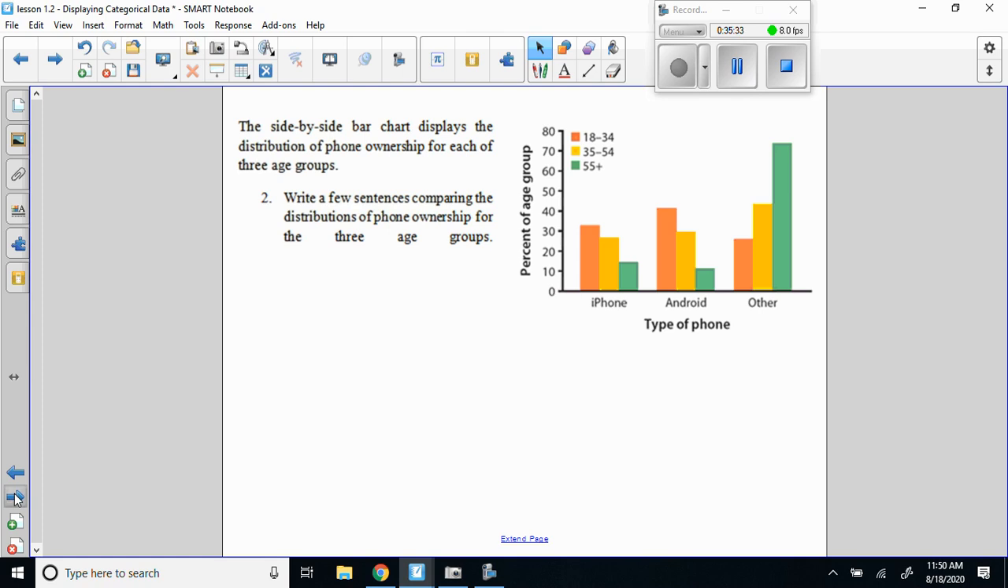I want you to look at this one. Look at the middle. Okay. It goes a little bit down for 34s, right? 35 to 54s. And then not so much for 55 plus, right?